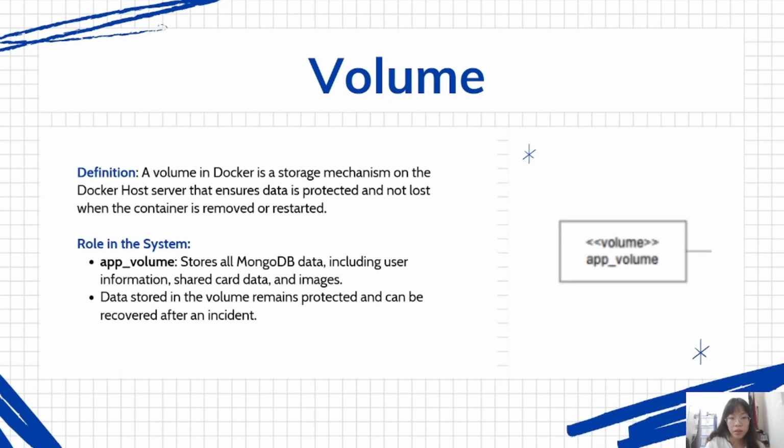Now let's talk about Docker volumes. A volume is a way to persist data on the Docker host across container restarts, and it ensures data durability even if the container is removed or restarted. In the system, the app volume stores MongoDB data, including user profiles, shared card information, and images. This volume allows MongoDB data to persist and be recovered in case of container or host failure.